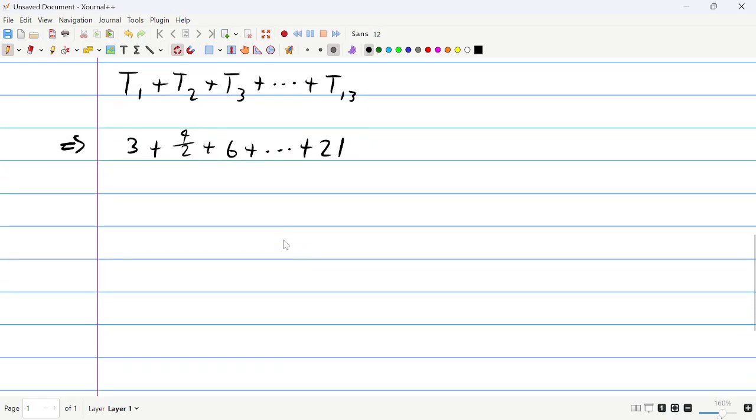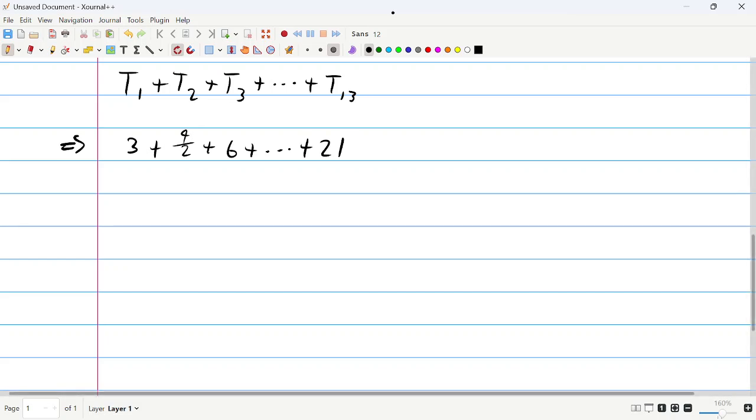So we need to determine, is this an arithmetic sequence or is this a geometric sequence? In order for us to figure that out, we essentially need to see, is term 2 minus term 1 the same as term 3 minus term 2? Well, let's see. Term 2 is 9 over 2, and then we're minusing 3.